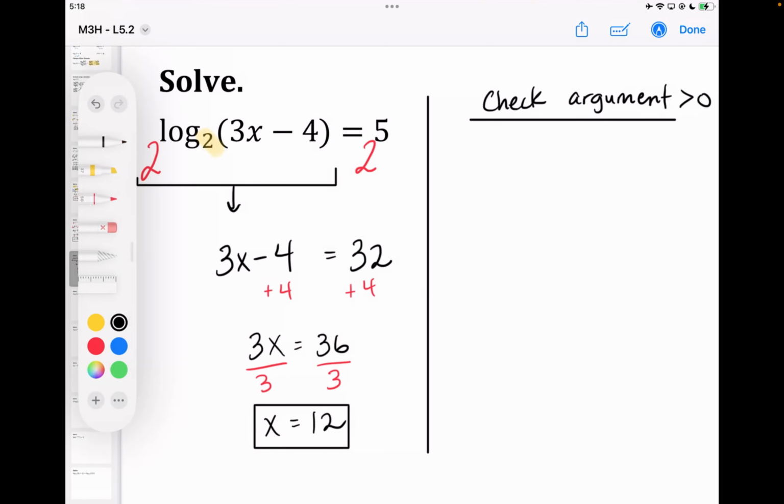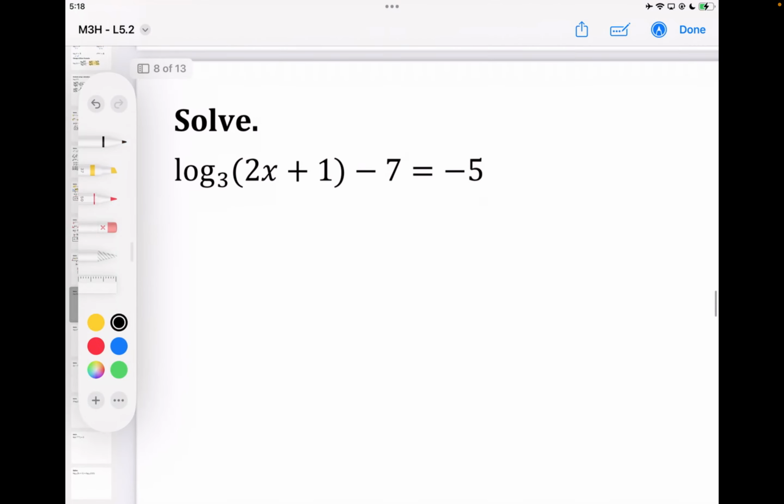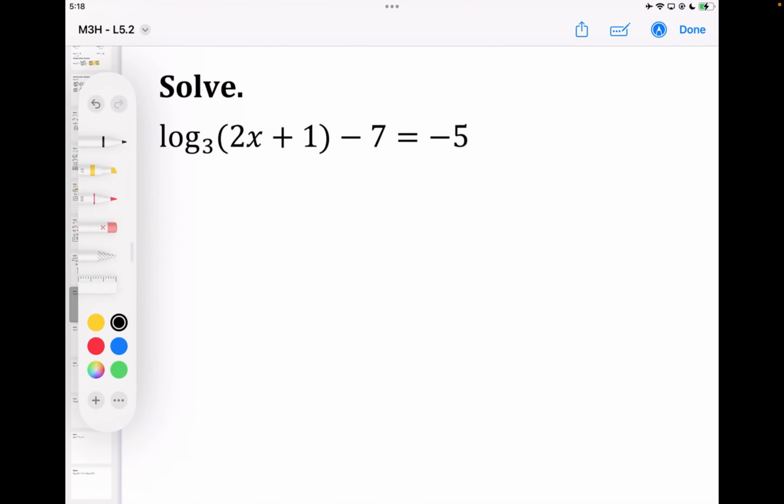Our argument in this problem is the 3x minus 4, so we need to make sure that's greater than 0. I'm just going to plug my answer in and make sure I get a value that's greater than 0. So 3 times 12 is 36, minus 4 is 32, and 32 is greater than 0, so we know we are good to go. It's not extraneous. This will only happen with equations that have logarithms in them. You don't have to worry about this with exponentials if the problem starts with an exponential. Okay, let's go ahead and do the next problem.